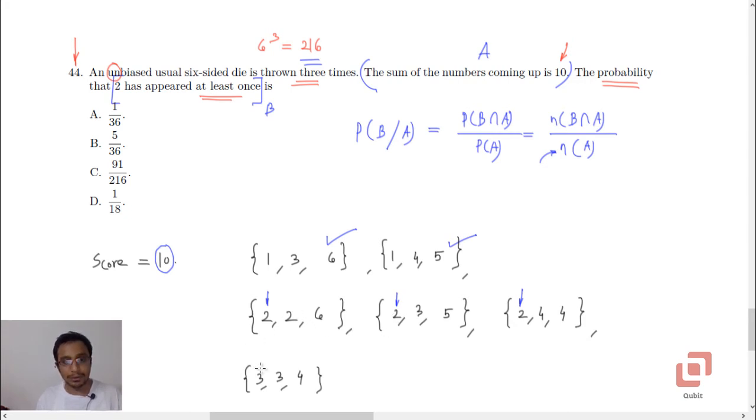So let's now go to 3, and for 3 there is only one possibility left, because 3 has already made its appearance here and here.